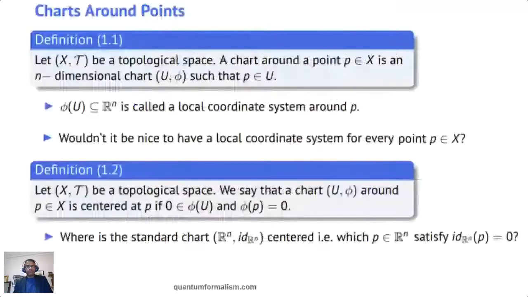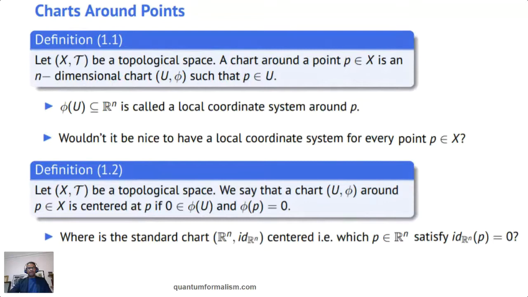Now we'll go to the concept of a chart around a point. So far we have been talking about open sets as a whole, without highlighting particular points. Now let's consider a topological space. A chart around a point P in the space is an n-dimensional chart such that P belongs to it. In other words, P is contained in the chart domain. That's called a chart around the point P.